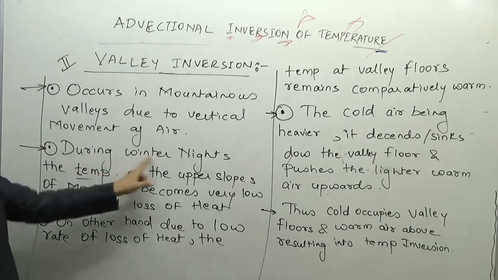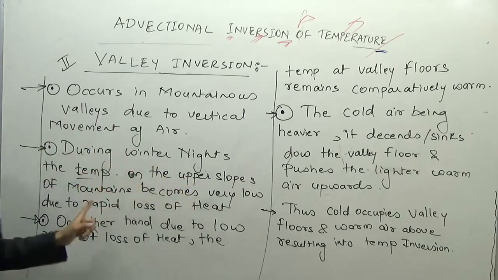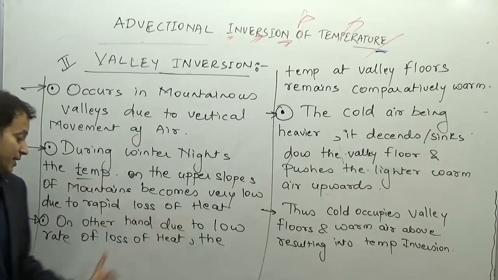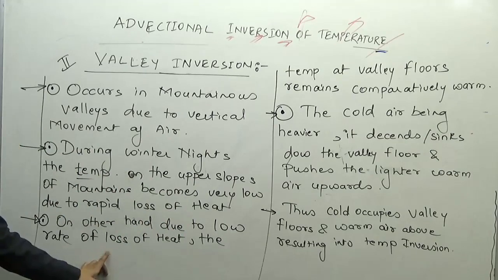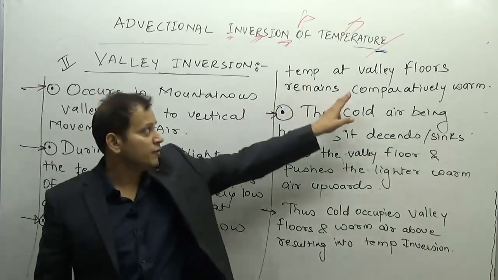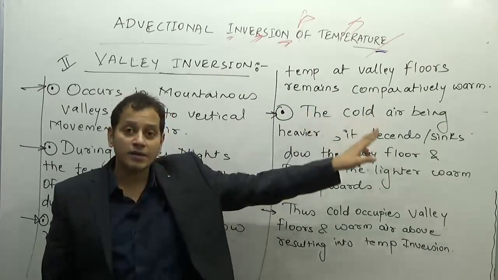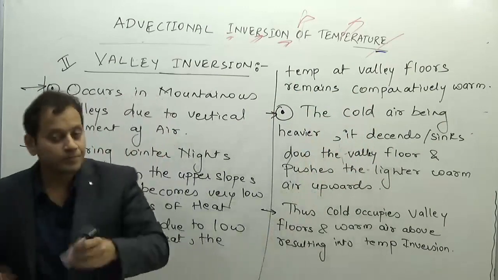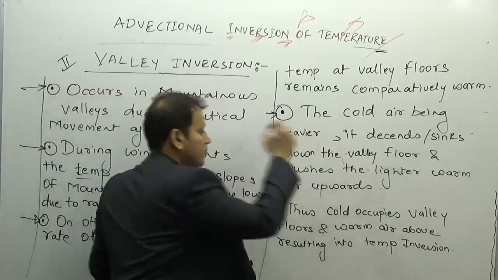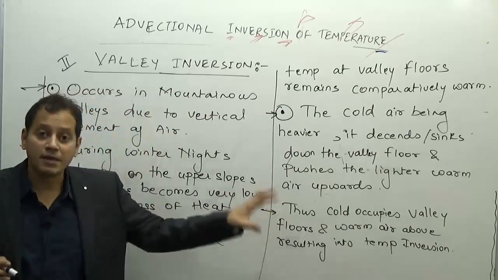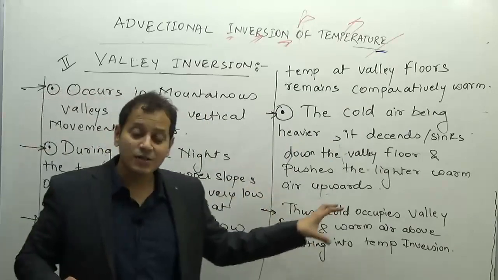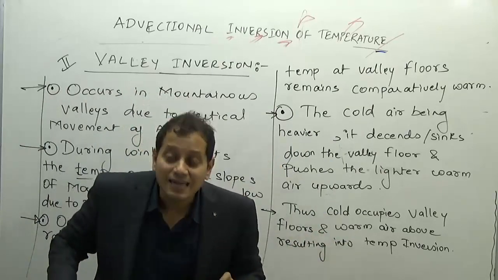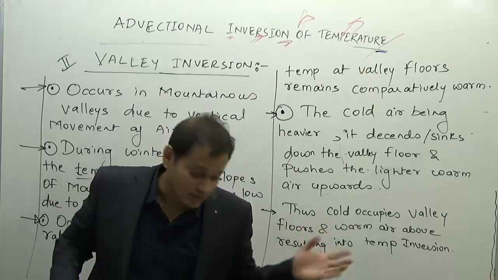Why? During winter nights, the temperature on the upper slopes of the mountains becomes very low due to the rapid loss of heat. On the other hand, due to the low rate of loss of heat, the temperature at valley floors remains comparatively warm. The cold air being heavier, it descends or sinks down to the valley floors and pushes the lighter warm air upwards. As a result, the cold air occupies the valley floors while the warm air is above, and this process is known as temperature inversion.